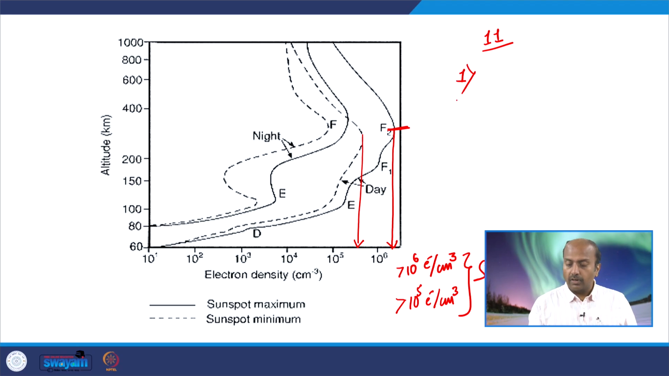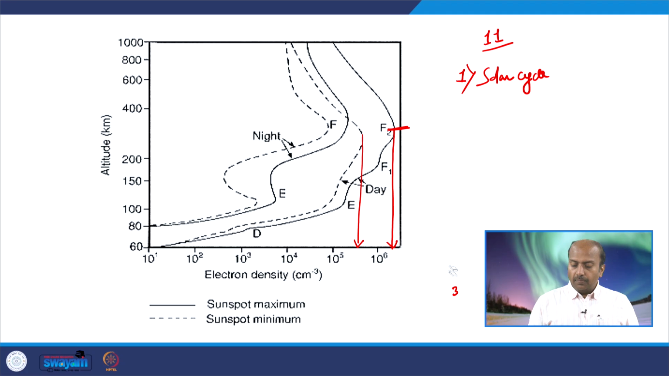So let us write it down here. One of the most important variabilities is with respect to the solar cycle, right? So that is very clear to understand, right? Then the second feature that I want you to understand from this is day and night. So this is solar maximum day and this is night. So this is the variability that I am talking about.